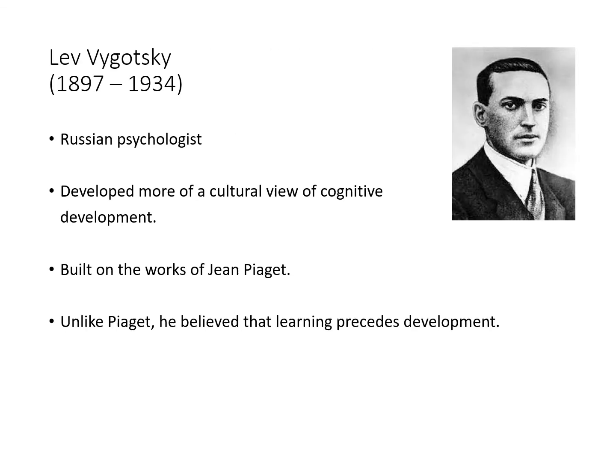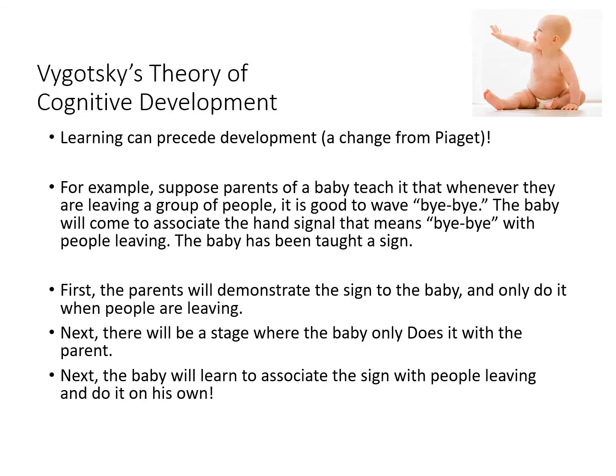Lev Vygotsky is another prominent educational theorist. He lived from 1897 to 1934. He was a Russian psychologist who developed a more cultural view of cognitive development. He built on the works of Jean Piaget, but unlike Piaget, he believed that learning precedes development. Vygotsky theorized that learning can precede development, which was a change from Piaget. You'll remember Piaget said development comes and then learning can occur. But Vygotsky actually said, wait, if we expose children to certain experiences, they can learn from them.